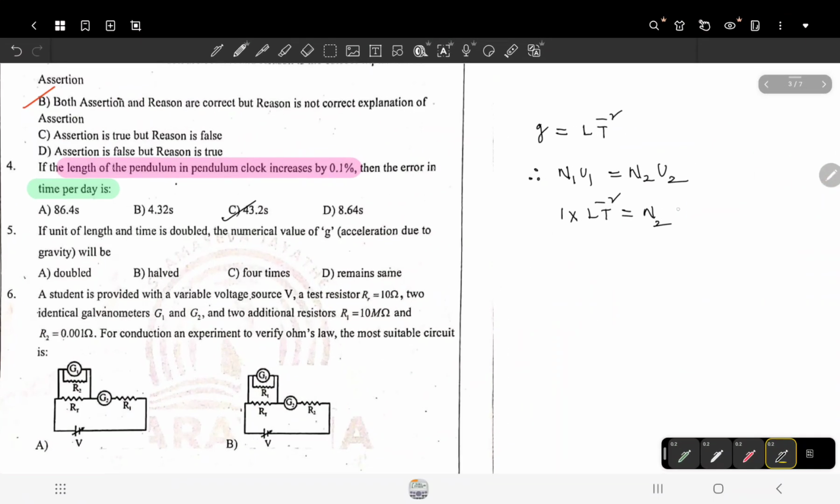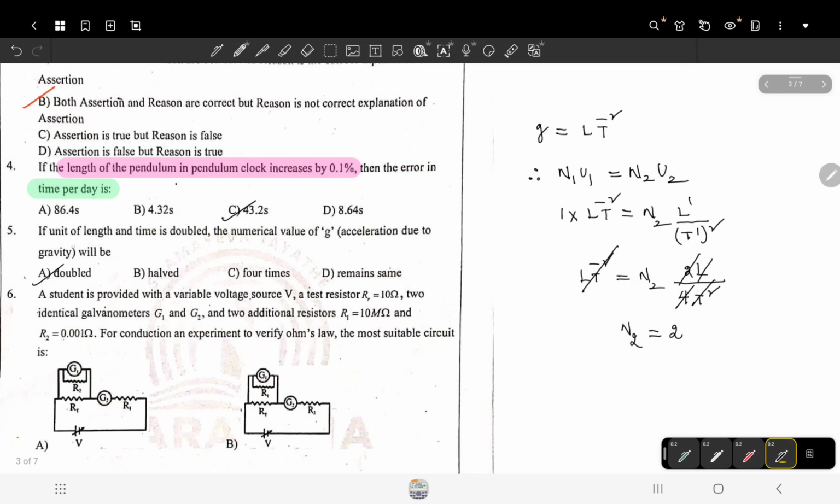In the dummy units, that can be written as L dash by T dash square, right? Therefore LT power minus 2 will be equal to n2 times L dash by T dash square. L dash can be written as 2 times L, since length is double, and the time is double, therefore 4T square. Therefore the L and T square cancel, so n2 will be equal to 2. We have n2 is equal to 2, therefore the value of g in the dummy units will be doubled.